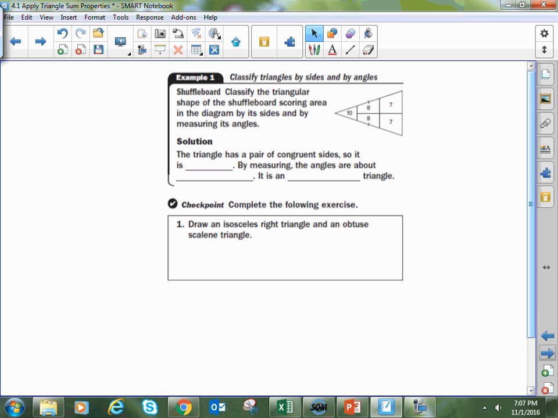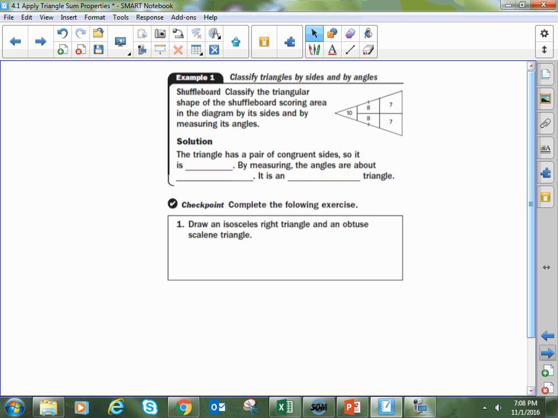Now here, this is just an exercise of how you classify things. A shuffleboard, as far as I know, I've never played it. It always seems like one of those games that old people play when they go on cruises. I have no idea what the rules are, but according to the diagram, we can tell that the triangle that makes up the shuffleboard scoring area, I guess, I don't know what it is, we can see that it is isosceles.